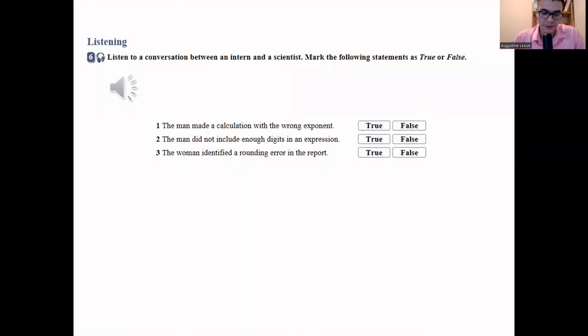For the next listening segment, I want you to listen to a conversation between an intern and a scientist. Once you finish listening, I want you to mark which of the following statements are true or false. So we have these three statements here. The man made a calculation with the wrong exponent. The man did not include enough digits in an expression, and the woman identified a rounding error in the report. So I want you to listen to the audio clip, then pause the video, answer true or false. And when you're done, resume the video and we'll go through the answers together.